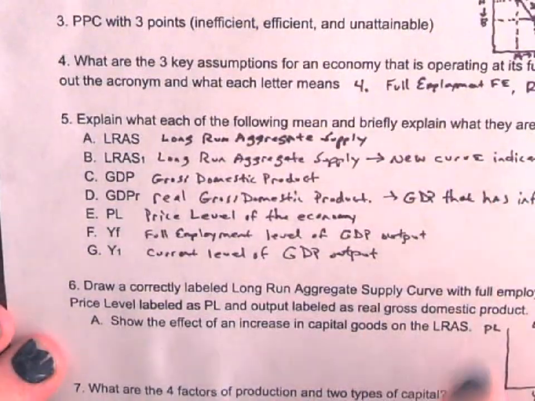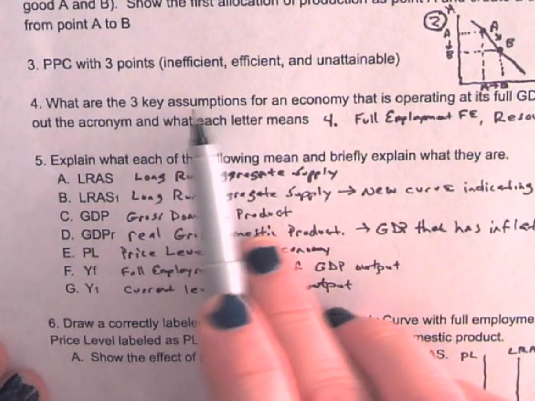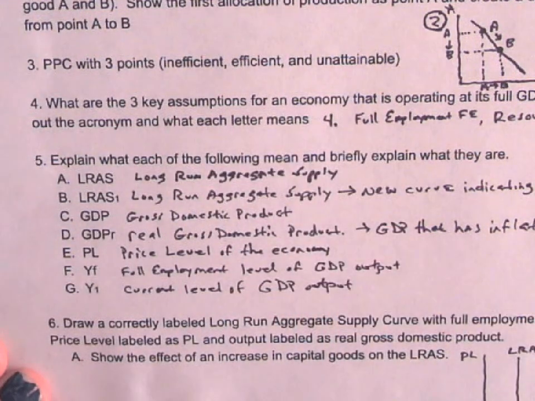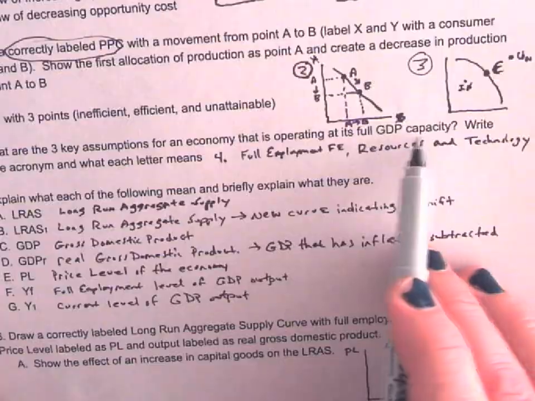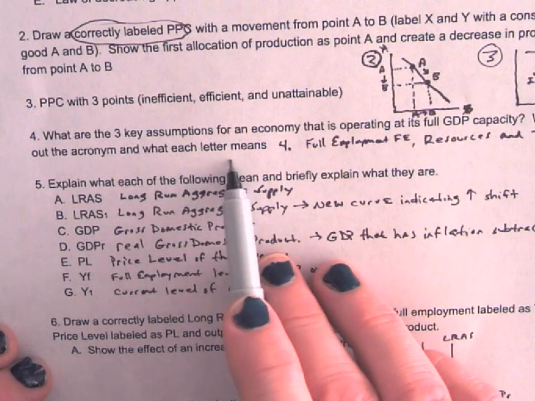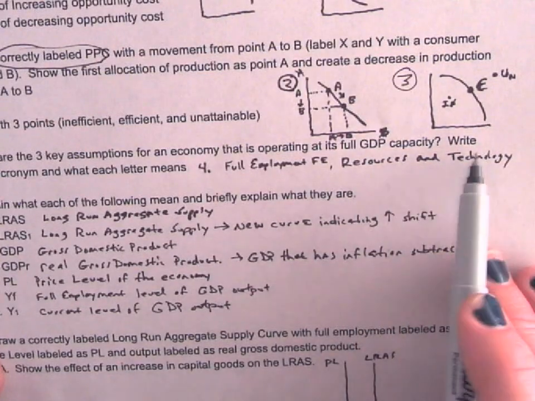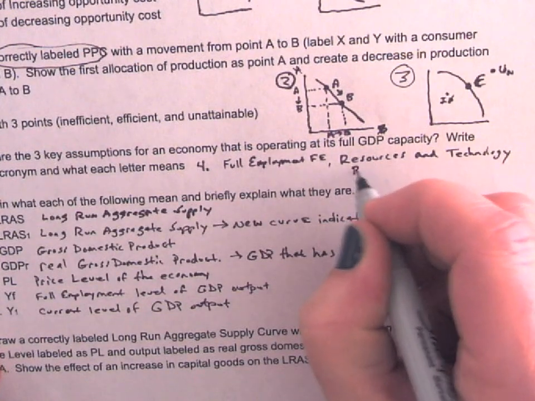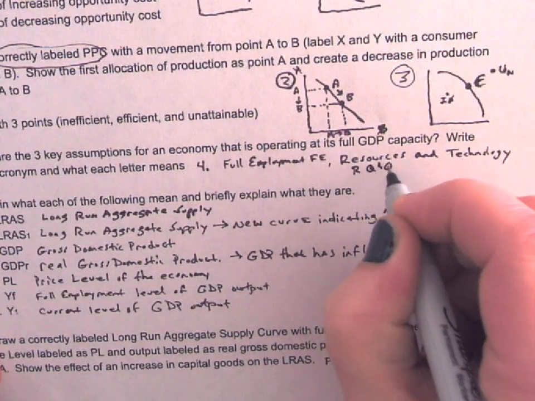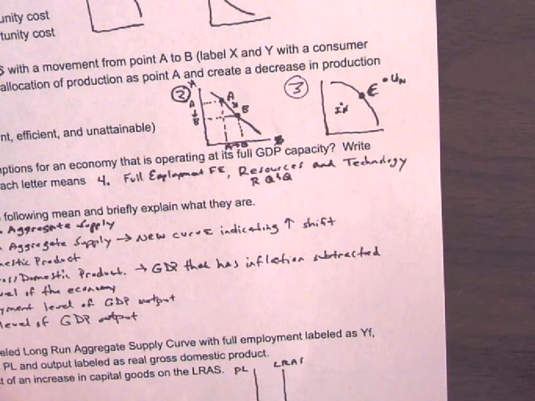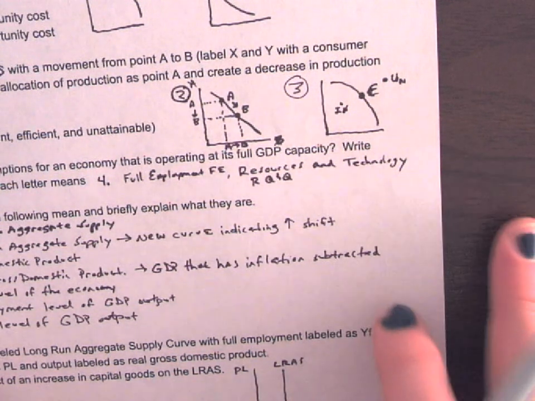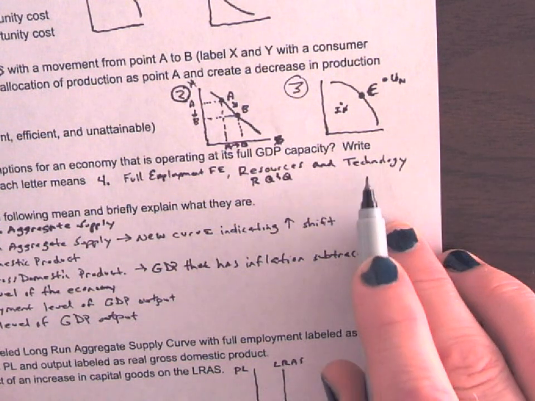Okay. Now for number 4, what are the 3 key assumptions for an economy that is operating at its full GDP capacity? And then write out the acronym and what each letter means. So this is number 4. I've got full employment, FE, resources and technology. The resources was our quality and quantity, and technology can be lots of things, right? Healthcare, education, extra strong coffee, whatever it is that makes your workers more productive and better can be considered technology.